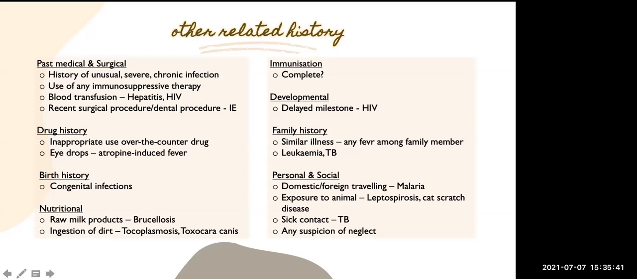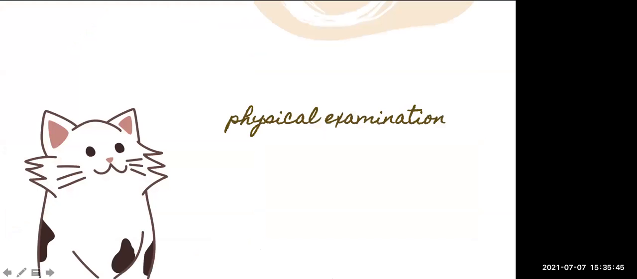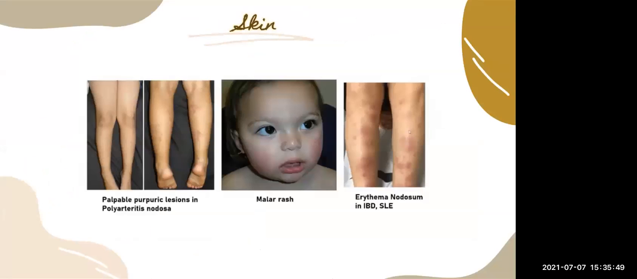Okay, next we move on to the physical examination. All right, so first we inspect the skin itself. So we look for any palpable purpuric lesion, which may indicate polyarteritis nodosa, any malar rash, such as in SLE, or erythema nodosum in IBD, or also SLE.